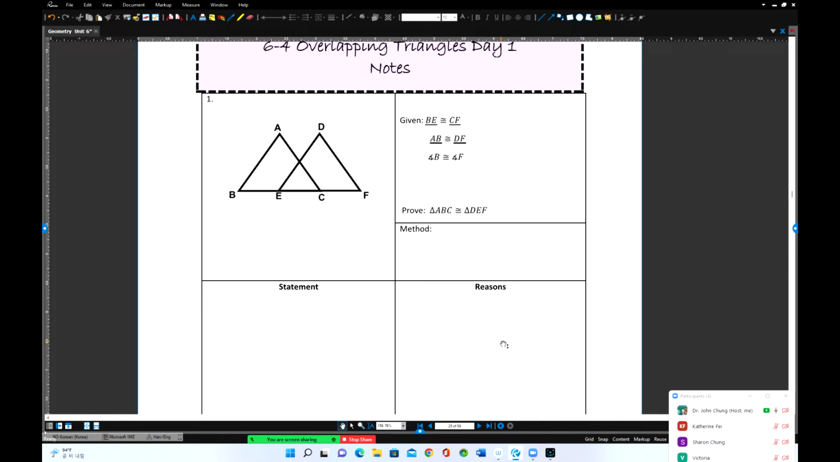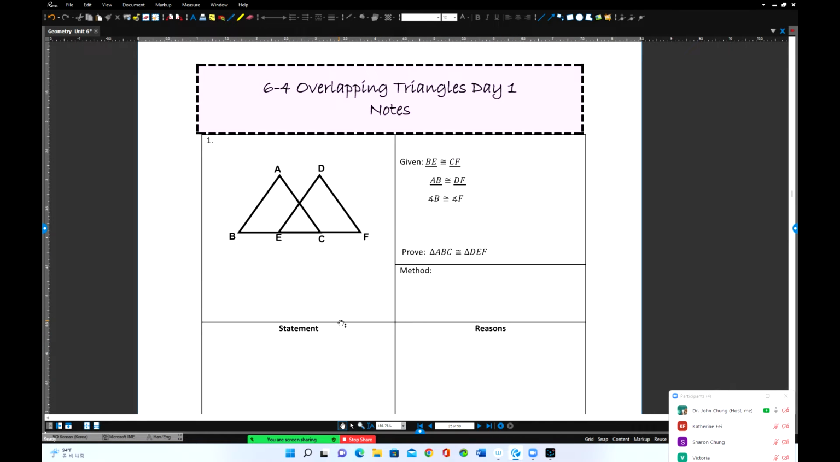All right. Okay, now let's continue the triangle congruent. Today's topic is overlapping triangles. This triangle overlapping, right? So we're gonna prove this one. The first, this is given. Okay, this line is up here, right?